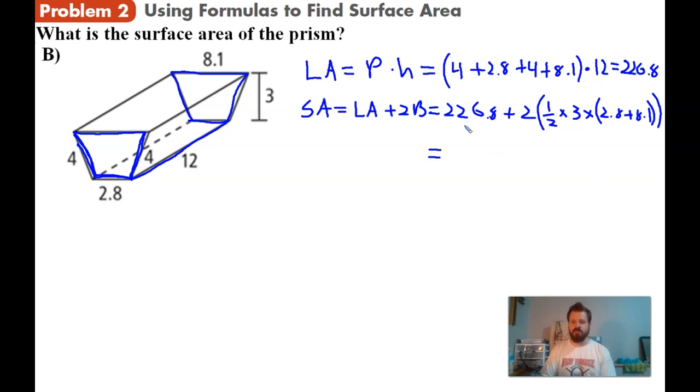When I'm just plugging this all straight into my calculator, I multiply that through and add it to the 226.8, and I end up with 259.5, and we don't have units. Anyways, that'd be squared here.